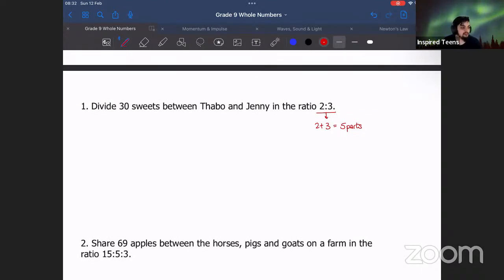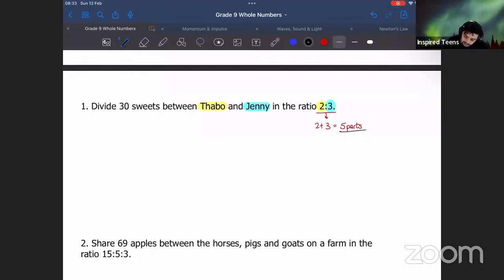One more time, we have 5 parts total because 2 plus 3. So we always want to add our ratio because that is the total amount of parts we're going to break up those 30 sweets in. Thereafter, remember, whenever you're working in maths or physics, they'll generally use the word respectively. But if a ratio is mentioned like 2:3 and names are mentioned, know that the first name is for the first ratio and the second name is for the second ratio. It's not just for ratios. It's for anything when they're mentioning people and numbers.